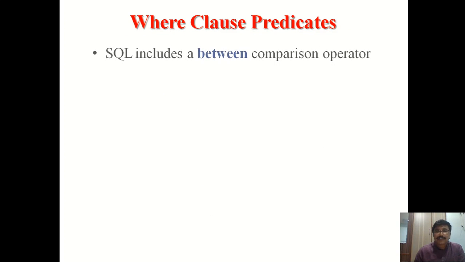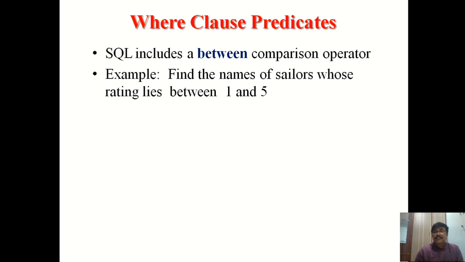The next one is where clause predicates. We can use the between comparison operator in the select statement. Let us see the query: find the names of Sailors whose rating lies between 1 and 5. Here between includes less than or equal to, greater than or equal to. Between 1 and 5 means greater than or equal to 1 and less than or equal to 5. So 1, 2, 3, 4 and then 5. It includes the lower bound as well as the upper bound.